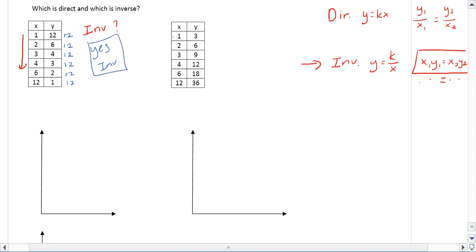Now this table we suspect is direct because as x is going up, y is going up. But we need to check further and look at the k. Is there a factor that's being multiplied by every single x to get the y that goes with it? So we look, what are we doing here? 1 to get 3, 2 to get, well, there it is. We're multiplying by 3. 1 times 3 is 3, 2 times 3 is 6, 3 times 3 is 9, 4 times 3, and so on. So because of that k, we can say yes, definitely, this is a direct proportion.